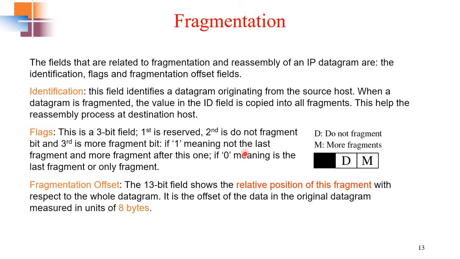What is this fragmentation? Under fragmentation, we have three main classifications: identification, flags, and fragmentation offsets. So what does identification mean? This identifies a datagram originating from the source. When a datagram is fragmented, the value of the ID field is copied into all the fragments, and this helps the reassembly process at the destination site.